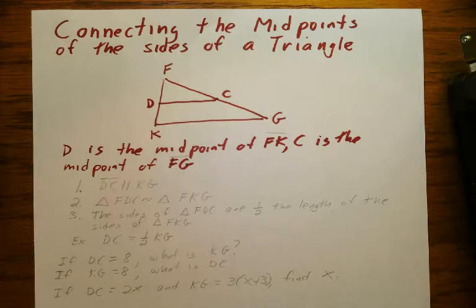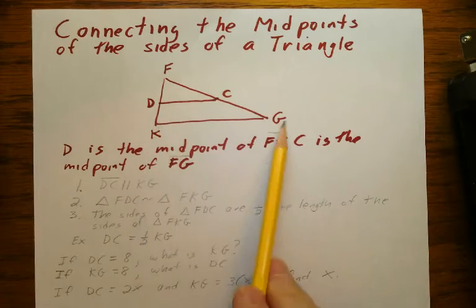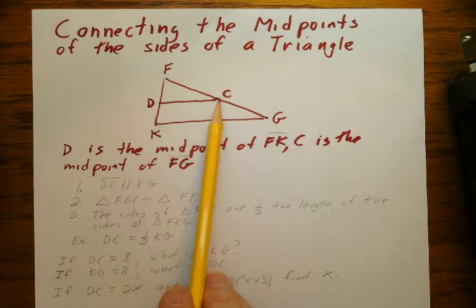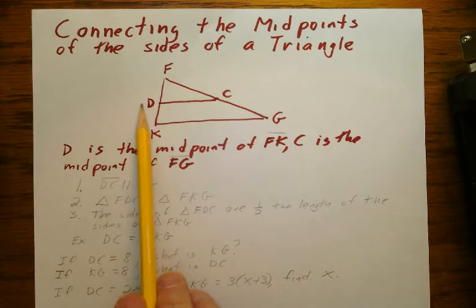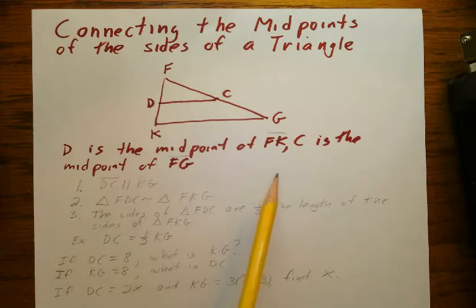Hello, geometry people. As we continue our study of similar polygons, let's take a look at what happens when we connect the midpoints of the sides of a triangle. So we have triangle FKG, and D is the midpoint of FK, and C is the midpoint of FG. If we connect these midpoints, we get line segment DC.